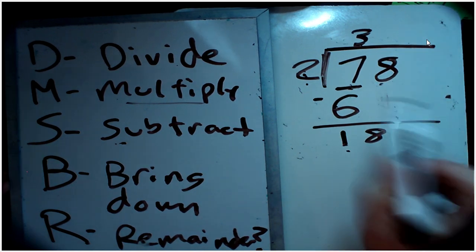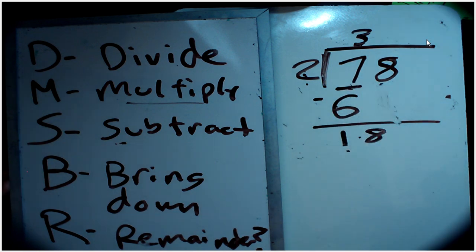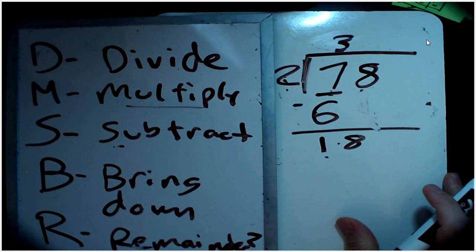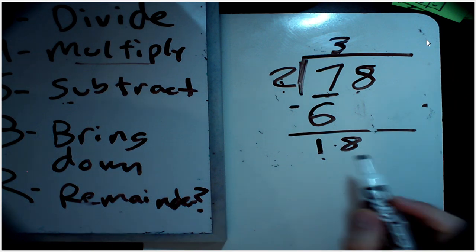You have to pretend that this 18 is really all that's left of that 78, because that is all that's left of that 78. There really isn't any pretending there. So we go into the next step, which is remainder. Well, we haven't finished this part here.